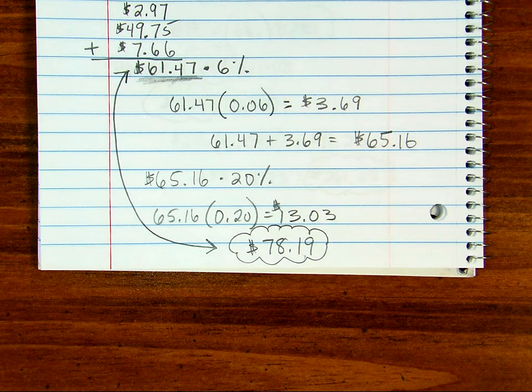So remember that the next time Mom and Dad take you out to a restaurant and you want to buy the most expensive thing on the menu. All right? They still got to have tax and tip. All right, we're done for the day.